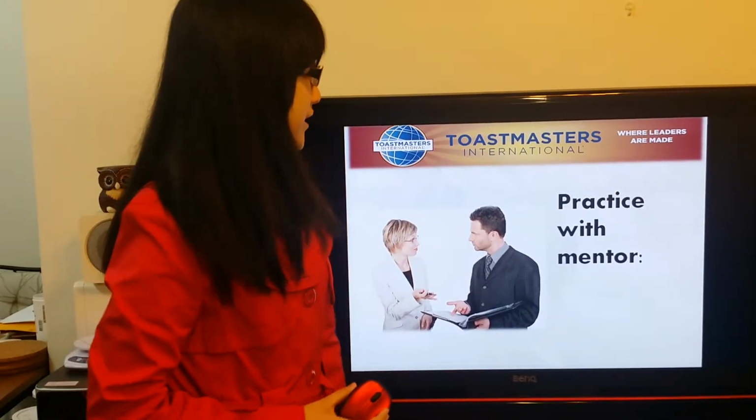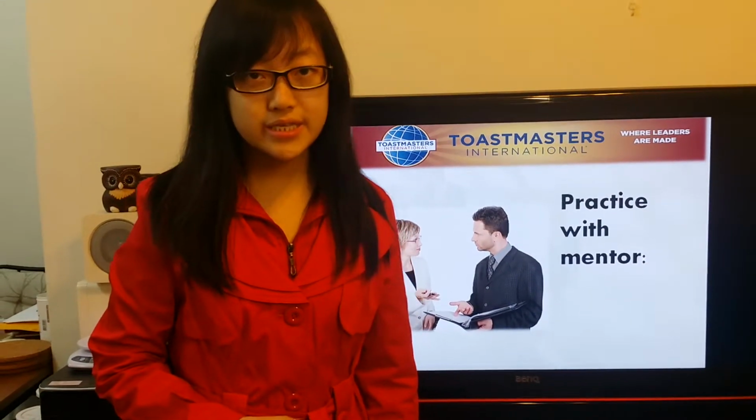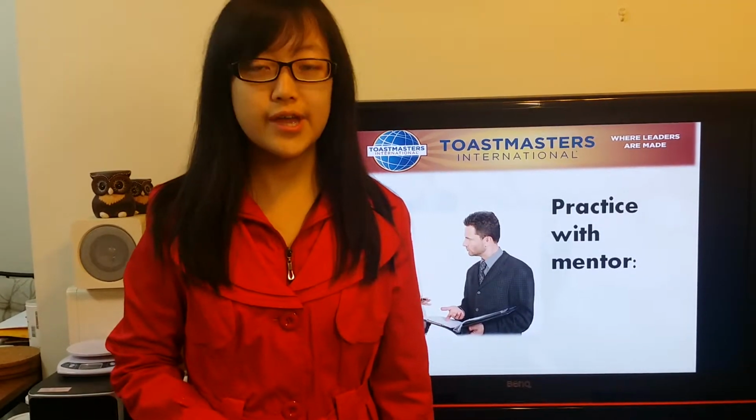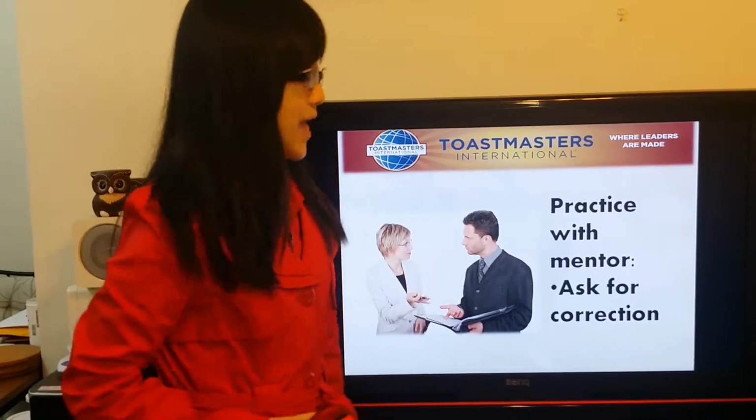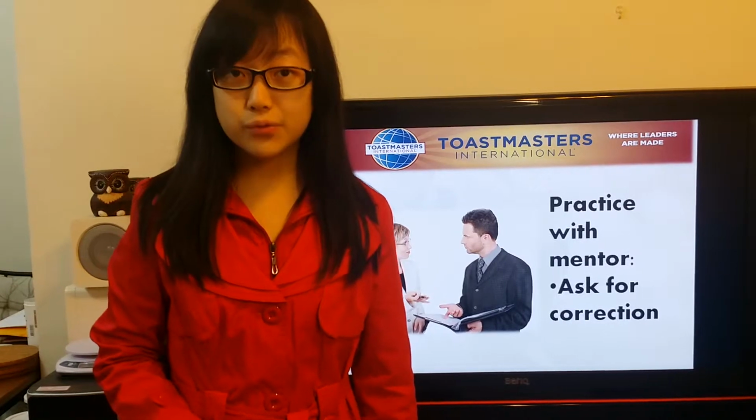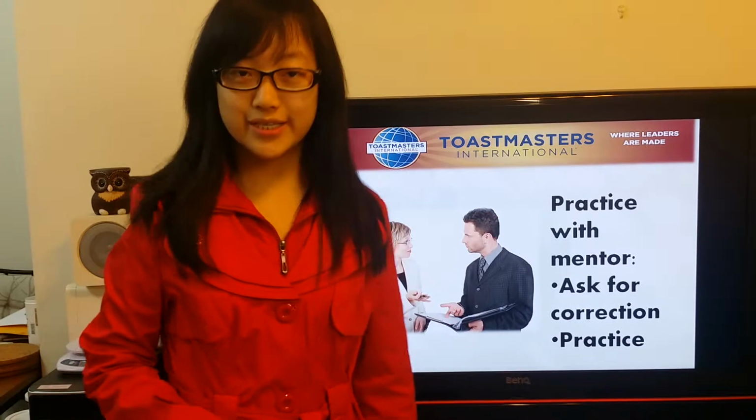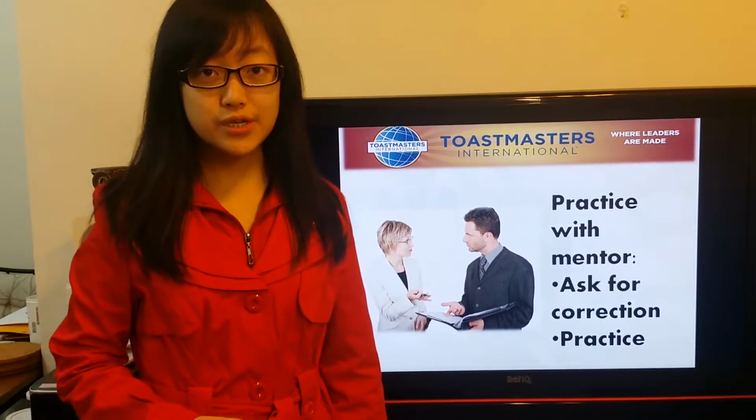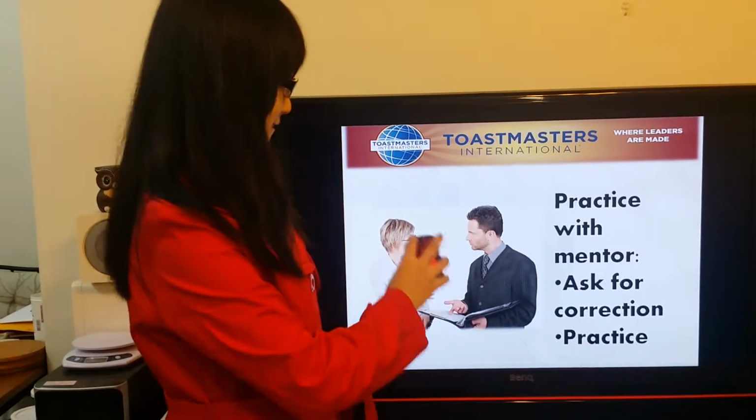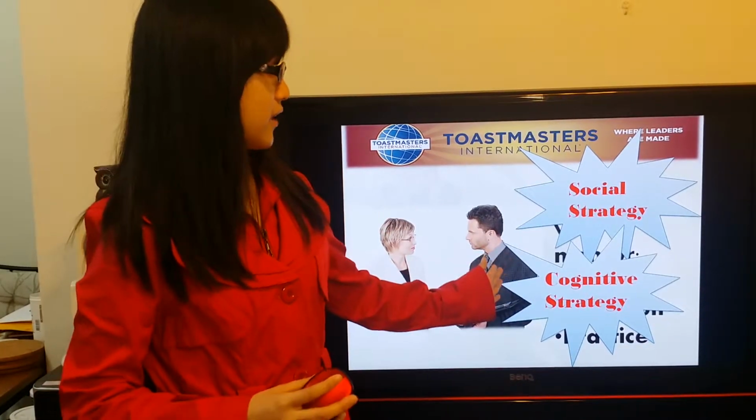Then you can practice with your mentor. In Toastmaster, we have a mentor and mentee system. Each junior member will have one senior member to help them. Ask for correction: your mentor will help you revise the script and check the spelling and grammar. Practice: the mentee can practice the speech with the mentor. Remember, practice makes perfect. So here we use social strategy and cognitive strategy.